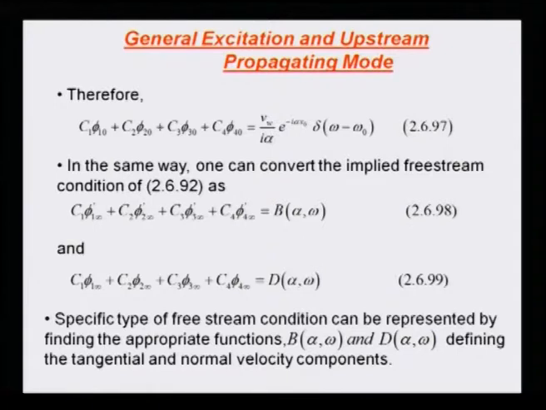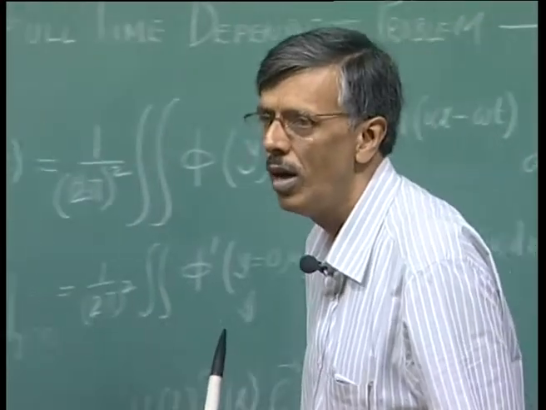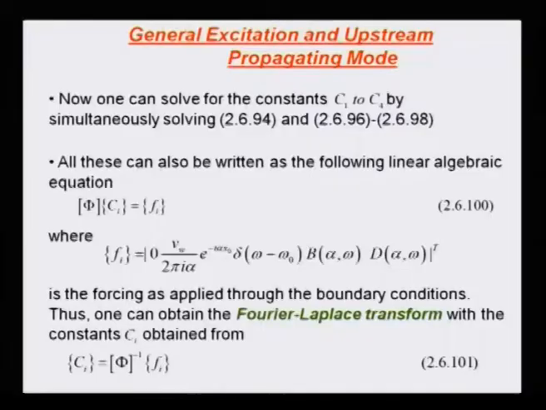Now, if we have done this, what we have here is essentially 4 equations for the 4 unknown constants C1 to C4.